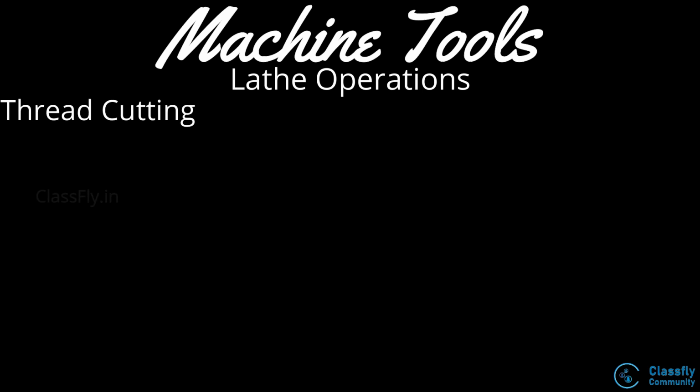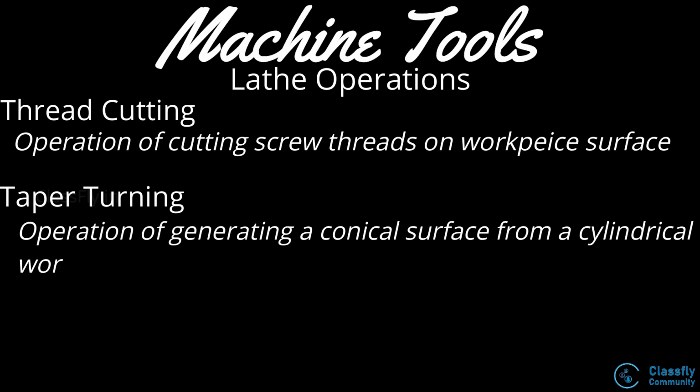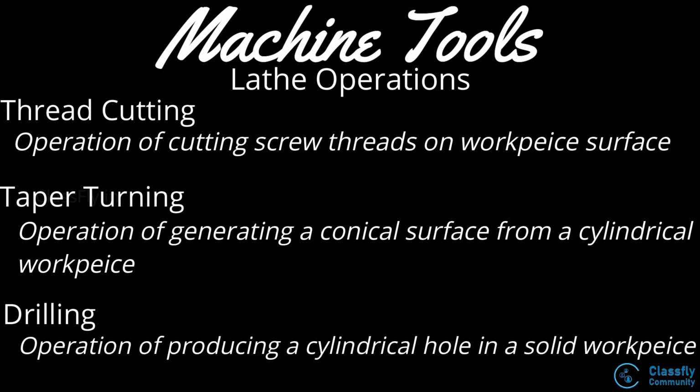workpiece, thread cutting, which is the operation used for cutting screw threads on the workpiece, taper turning, which is the process of producing a conical surface from a cylindrical shaped workpiece, and then drilling, which is the operation of producing a cylindrical hole in a solid workpiece.